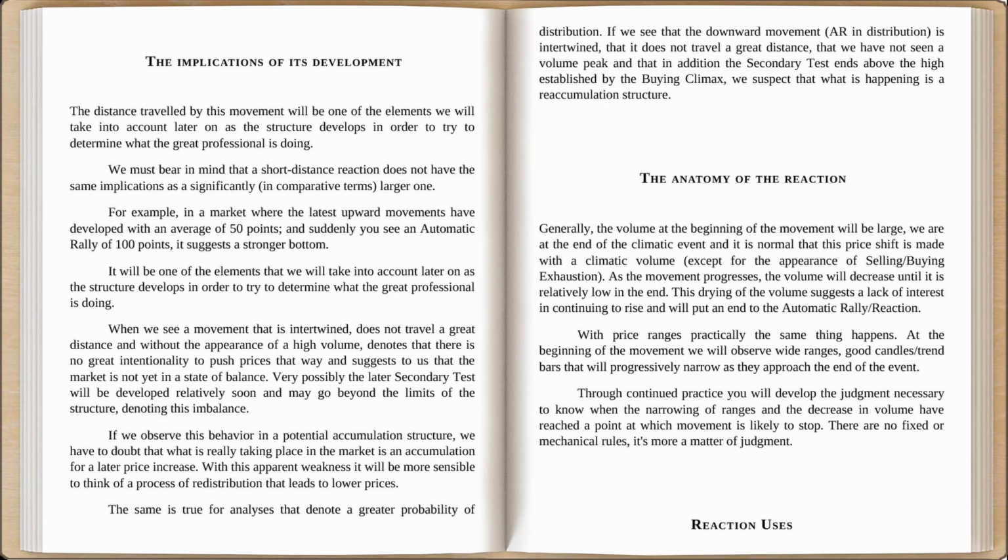At the beginning of the movement, we will observe wide ranges, good candles/trend bars that will progressively narrow as they approach the end of the event. Through continued practice, you will develop the judgment necessary to know when the narrowing of ranges and the decrease in volume have reached a point at which movement is likely to stop. There are no fixed or mechanical rules. It's more a matter of judgment.